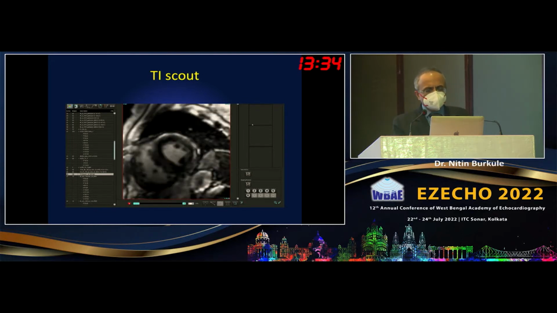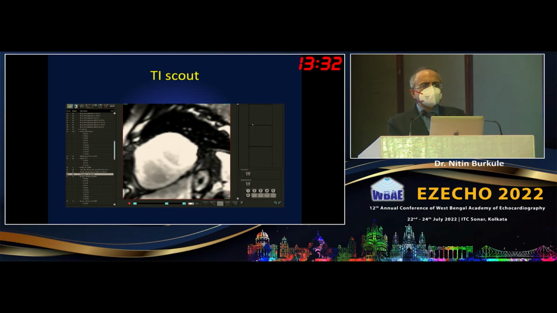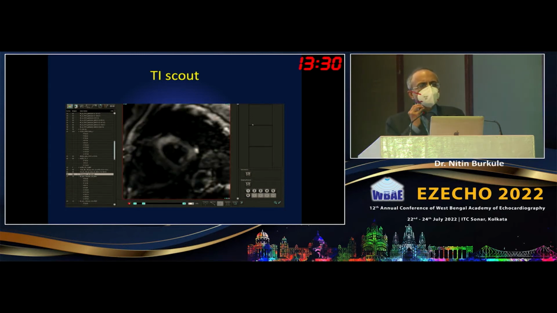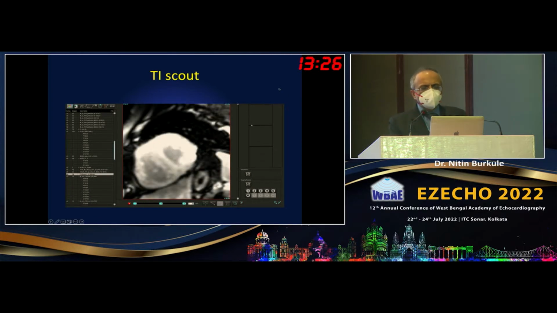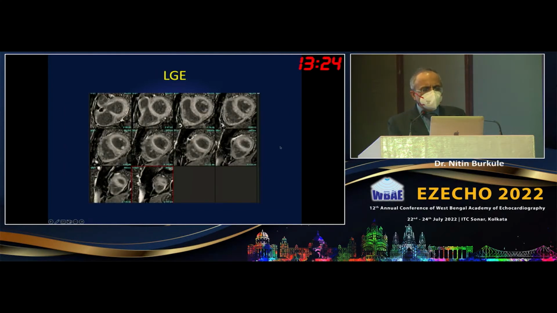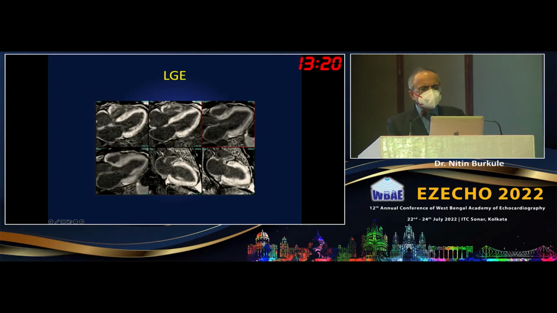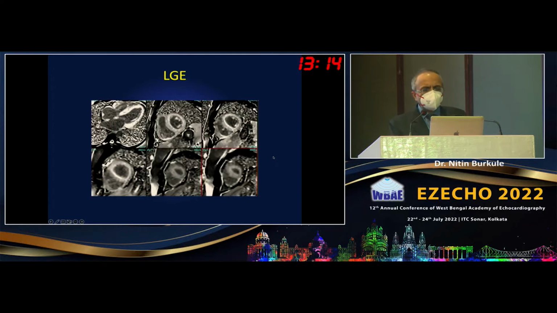I will not go into the technicalities, but just looking at this particular scout, you know that there is a lot of gadolinium in the myocardium. And the moment you look at the late gadolinium enhancement, it is almost transmural, absolutely transmural, extensive gadolinium. You cannot have that kind of gadolinium in any ischemic heart disease or in HCM so far.